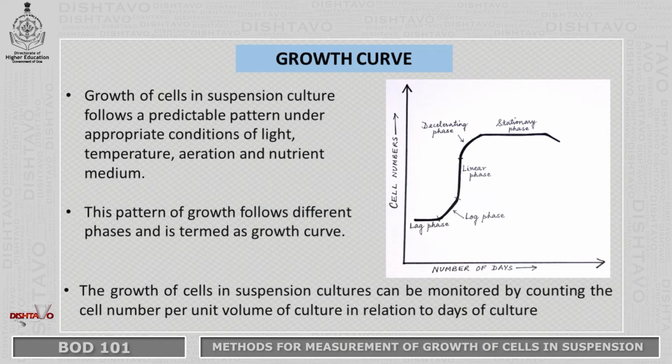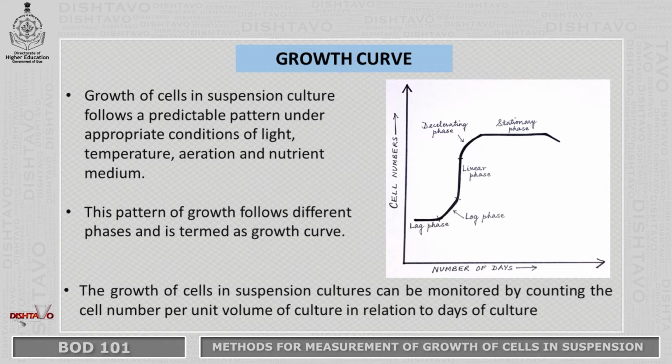The growth of cells in suspension culture is said to follow a predictable pattern under appropriate conditions of light, temperature, aeration and nutrient medium. This pattern of growth follows different phases and is termed a growth curve, which has different phases such as a lag phase, a log phase, a linear phase, a decelerating phase, and a stationary phase.